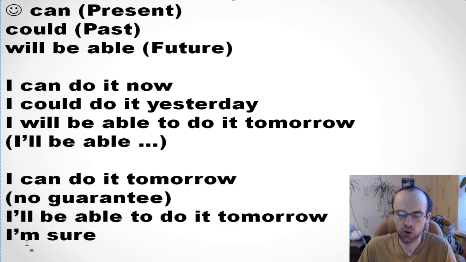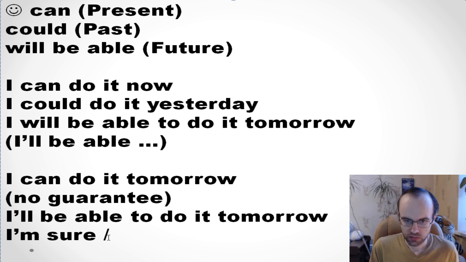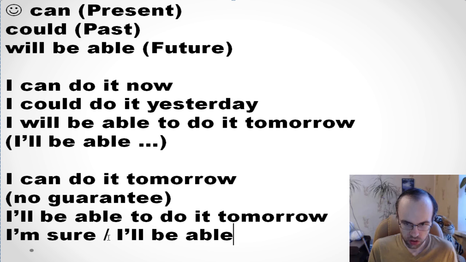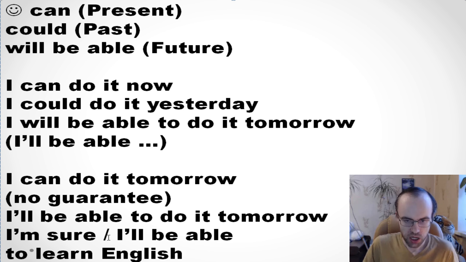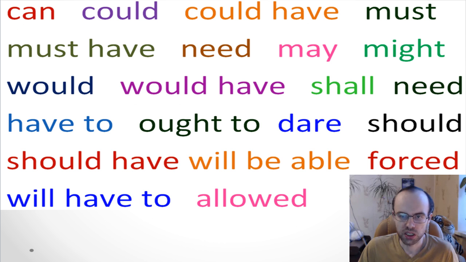Okay, I'll give you one more great example. You can say, I'll be able to learn English. And if you say, I'll be able to learn English, or I'll be able to speak English correctly and fluently, that's great. It means that I see that you are sure. Very good, my friends. Okay, let's continue.